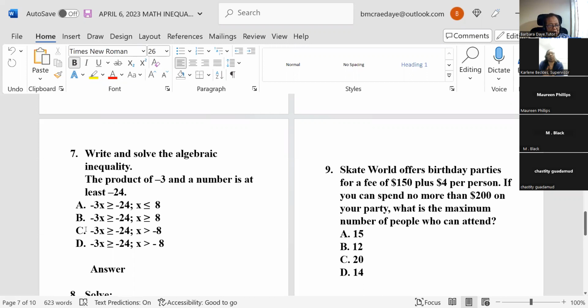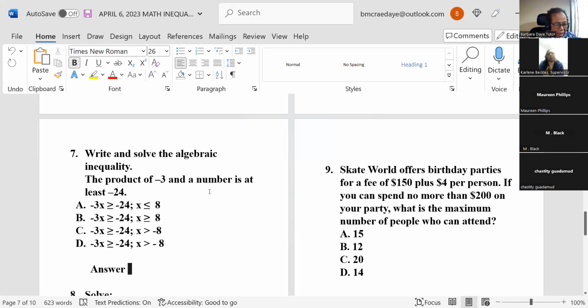So we wrote the inequality. That's before the semicolon. Then after the semicolon, we have what we get for x when we solve it. So which one of these is correct? Anybody with an answer? A, B, C, or D?